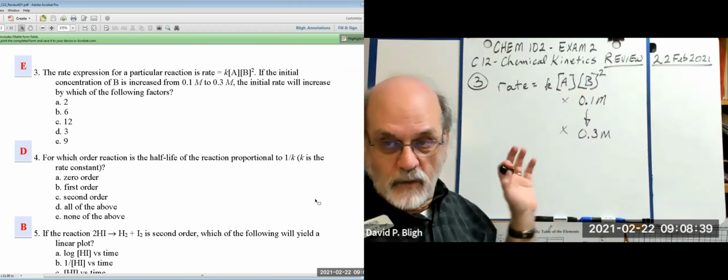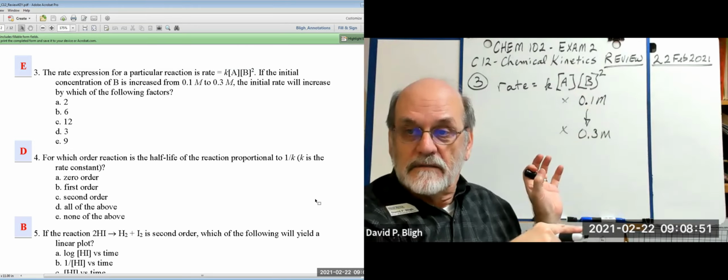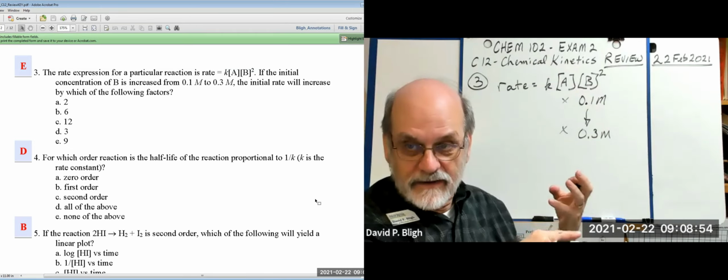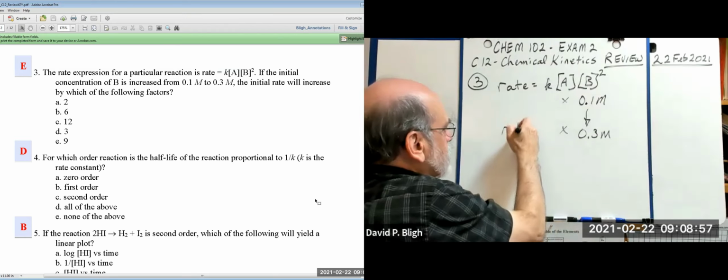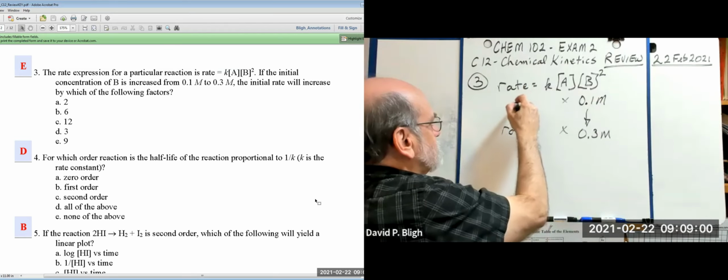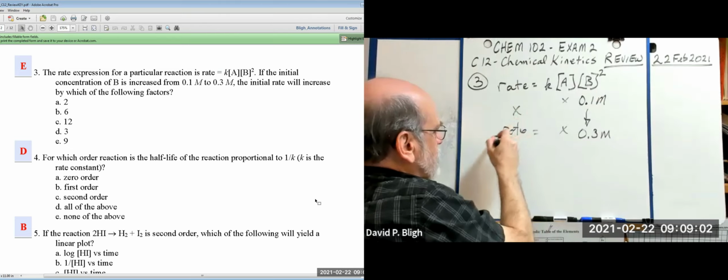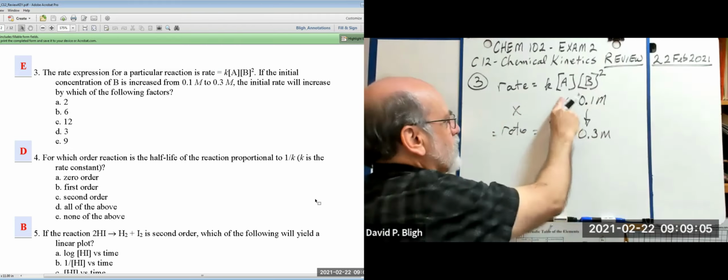So if B increases from that to that, what's the multiplier factor for the rate? How many times will the rate for that one be? Let's say this is A and A. Okay, so you look at how many times did we increase B? We tripled it, right? It's times 3. But the effect on the rate is the square of that. So 3 squared is 9.